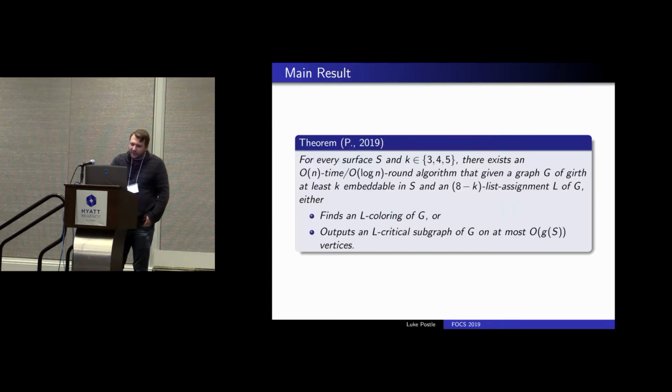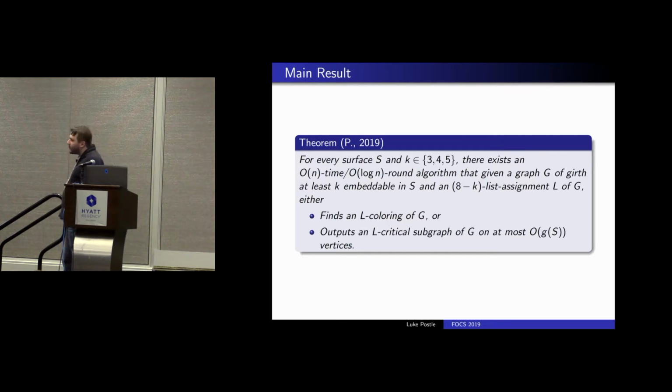So I thought maybe I would just show you my main result first, and then we'll back up and I'll tell you some history so you could appreciate it. Because there's really one result, and it goes like this. For every surface S, and k in 3, 4, 5, there is a linear time algorithm, or if you want to do distributed algorithms, so this would be the LOCAL model, a log n round algorithm.